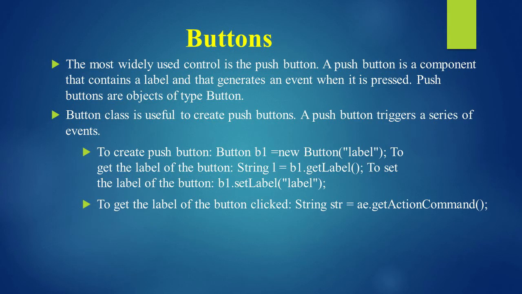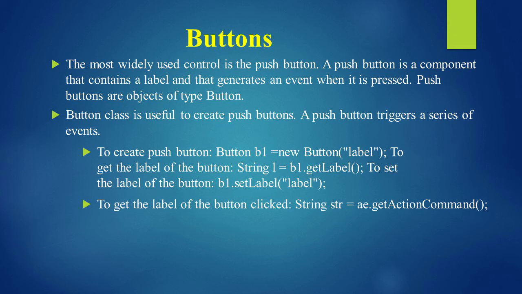The next one is buttons. The most widely used control is a push button. A push button is a component that contains a label and that generates an event when it is pressed. Push buttons are objects of type Button. The Button class is useful to create push buttons. A push button triggers a series of events.